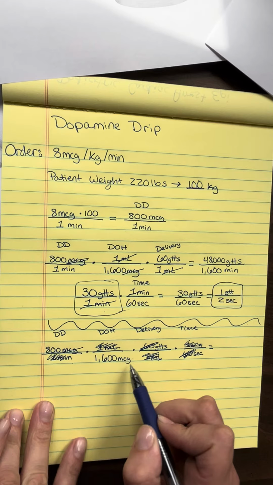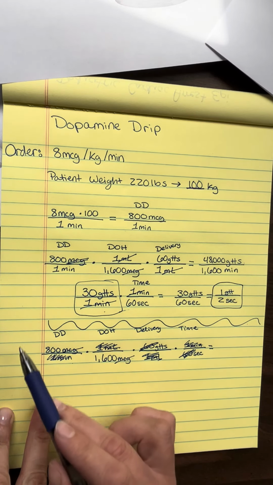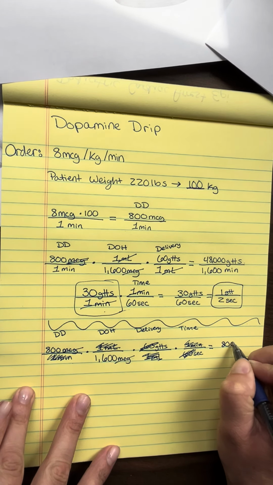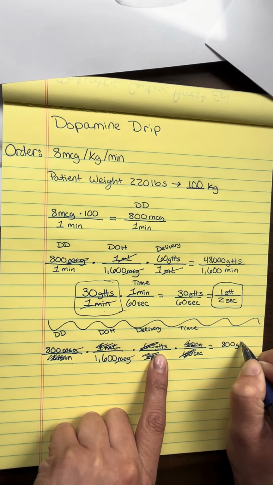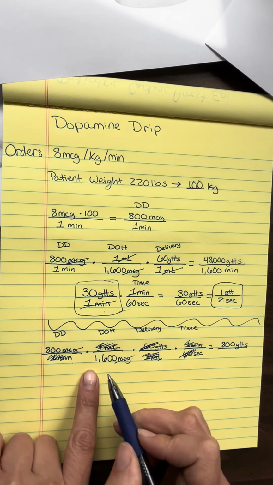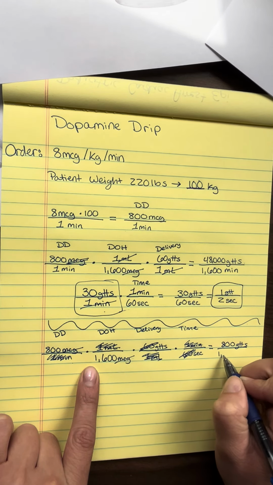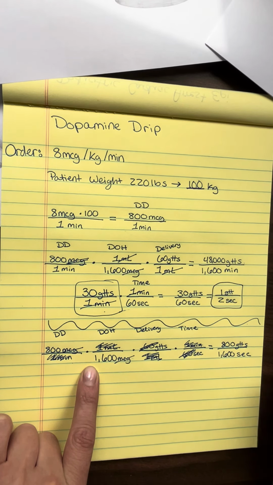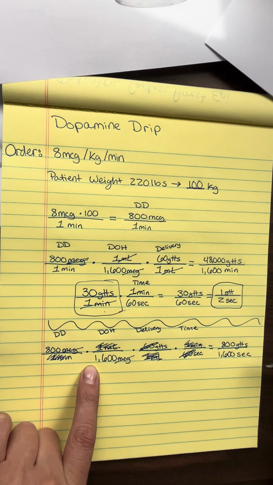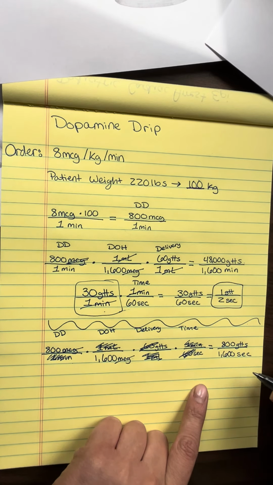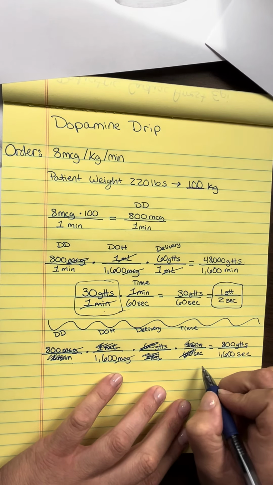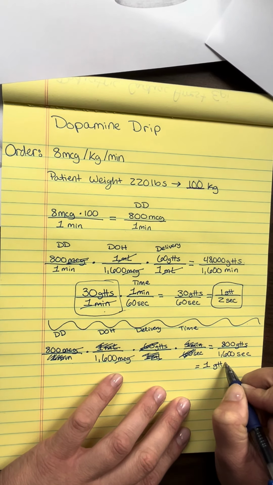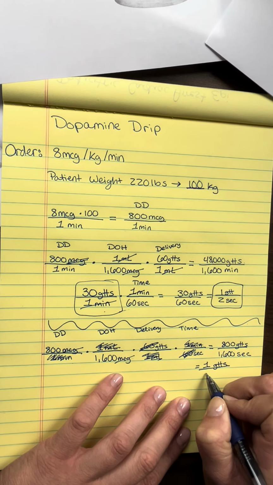My micrograms can go and my micrograms can go. So all of this, the only things I have left are 800 drips, gtts, and then 1600 seconds. So if you look at it, it's the exact same thing, because 800 goes into 1600 twice. So this still equals 1 drip over 2 seconds.